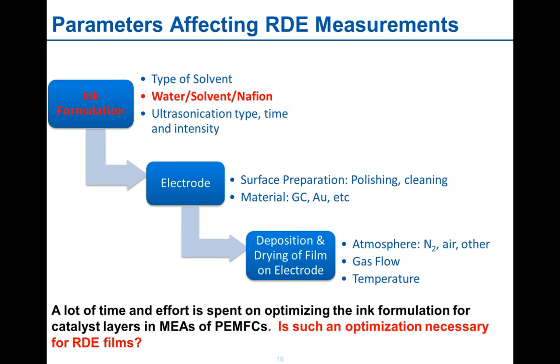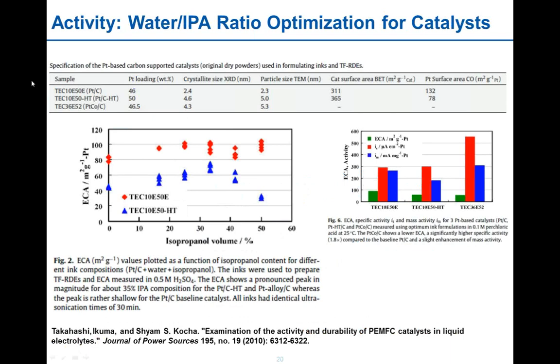and making sure you always have a nice uniform film. The other thing that is important to look at is the ink formulation, and this is what we're going to focus on right now. So we're looking at how that affects performance. A lot of time and effort is spent on optimizing the ink formulation for the catalyst layer and the MEAs, but is it necessary to do the same thing for rotating disk electrode testing of catalysts?